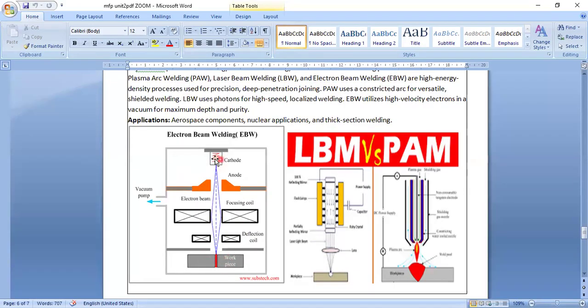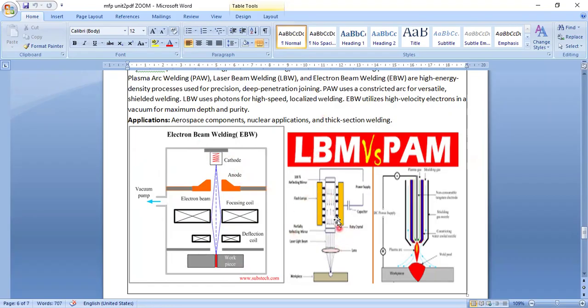From the cathode, only electrons come from this source, and they are directed onto the workpiece. It is welding. A vacuum pipe is there so that air does not come inside. So this is one type of electron beam welding.